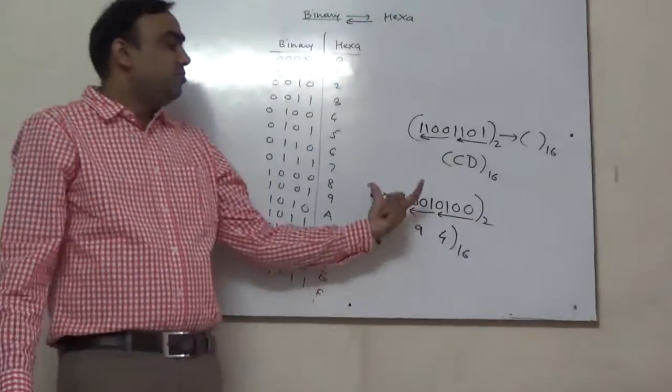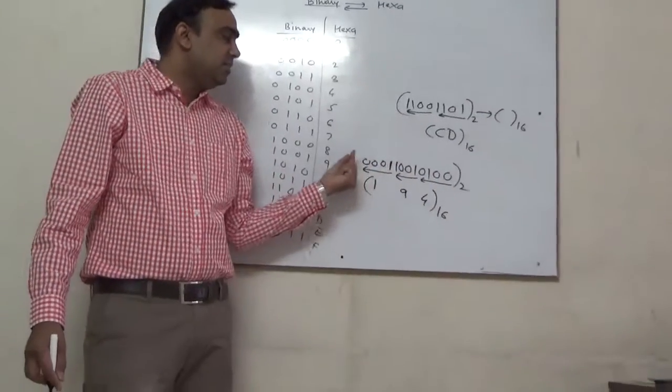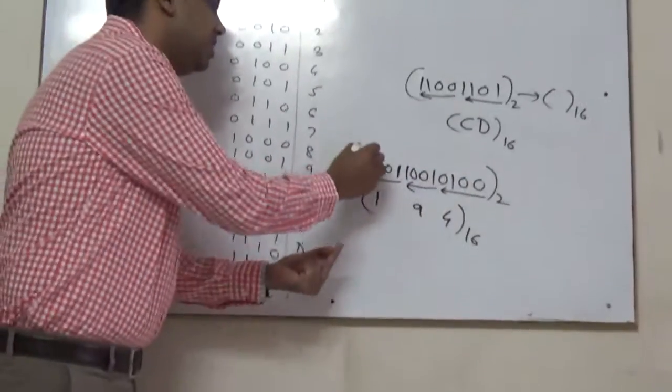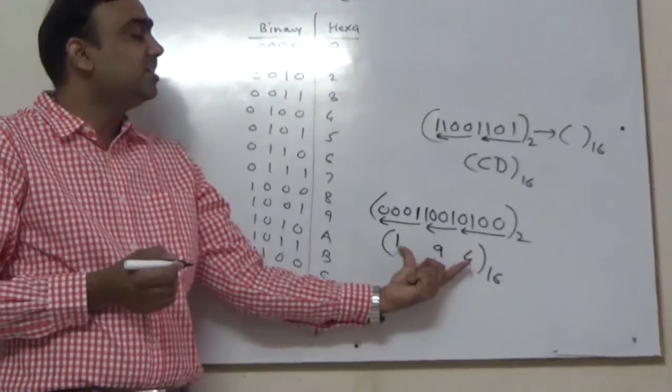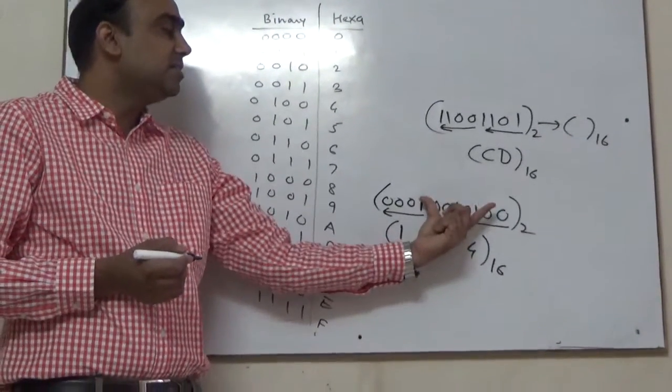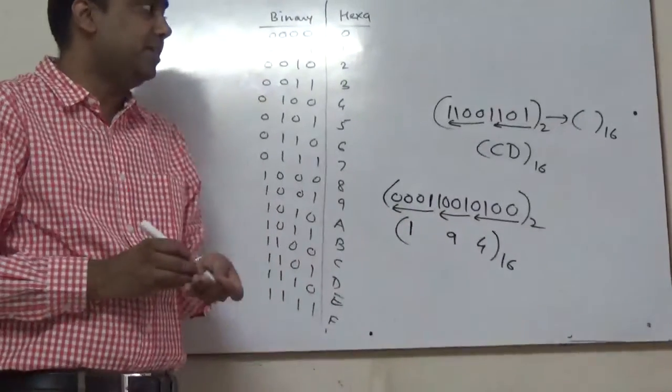So this is a very easy way. Look at the length of this binary number. It is a very long number and this is a very compact number. So that's why engineers and scientists use hexadecimal for the presentation of binary numbers.